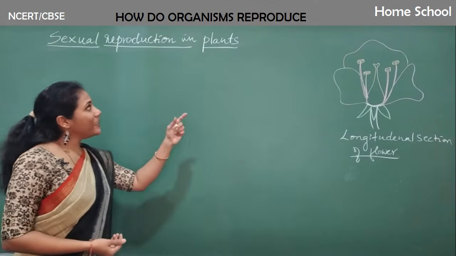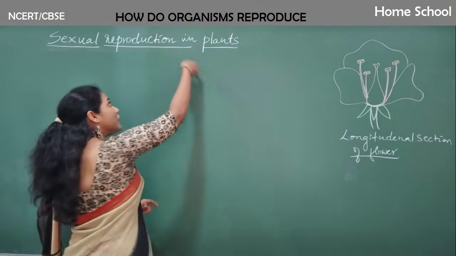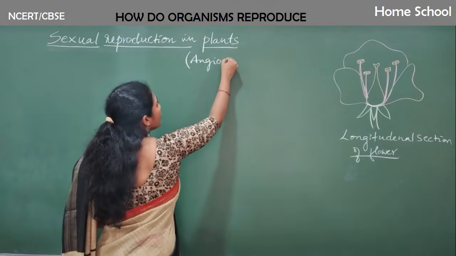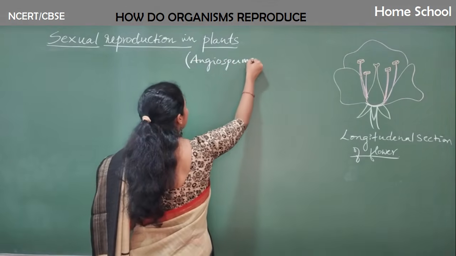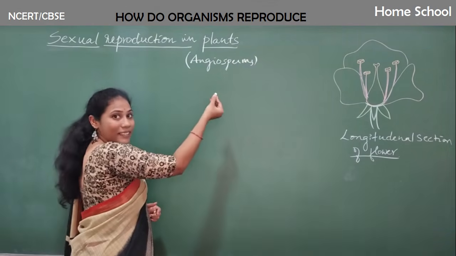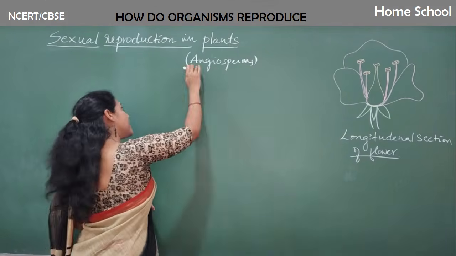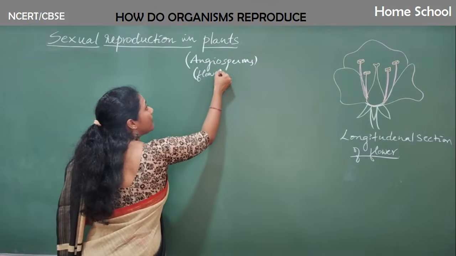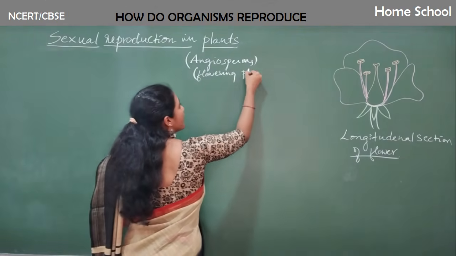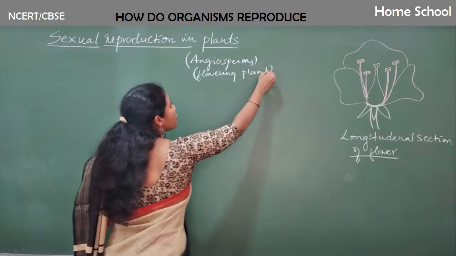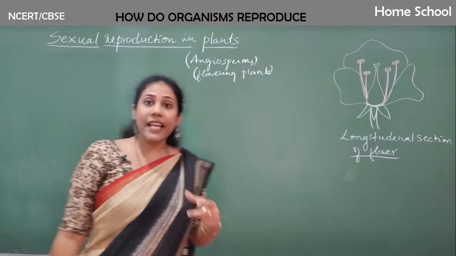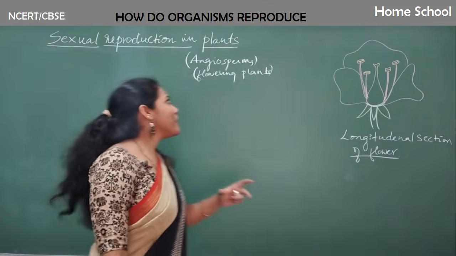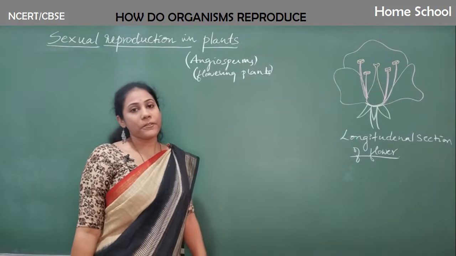Sexual reproduction in plants. Usually we are going to discuss the reproduction in angiosperms. What do you mean by angiosperms? They are much higher plants. Much advanced plant varieties are angiosperms. In other words, we can also call them flowering plants. The plants which can produce flowers are regarded as much advanced and recent varieties of plant bodies.